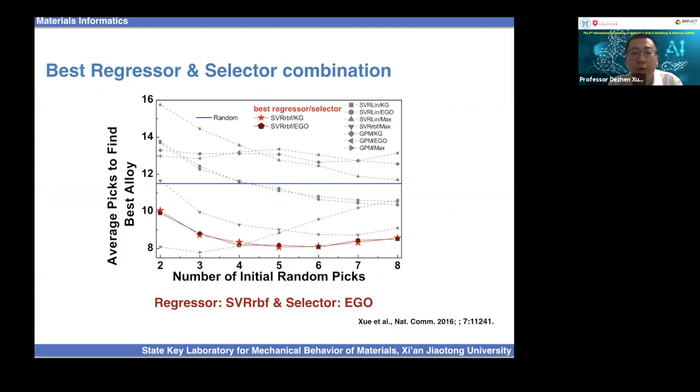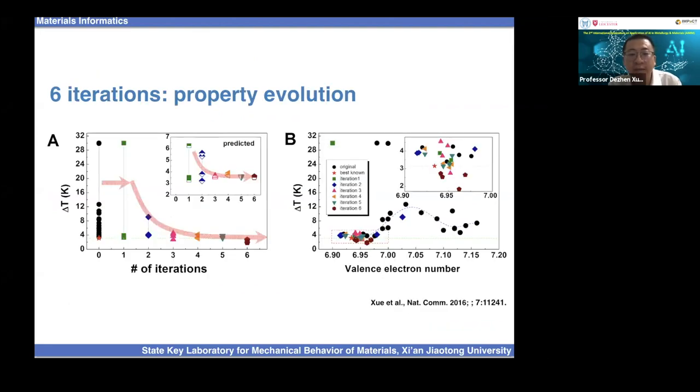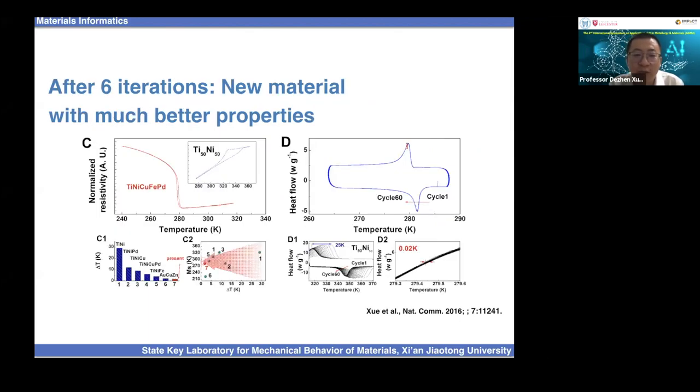This figure shows our practice of using our training data to find the best regressor and selector combination. There are so many combinations, so we use our training data to pre-select the best one. And again, using only 6 iterations, we find the shape memory alloy with the lowest thermal hysteresis. This is our new alloy, and compared to the commercial nitinol, the thermal hysteresis is greatly reduced, we have better thermal stability, and the shift of the transition temperature is very small, 0.02 Kelvin.